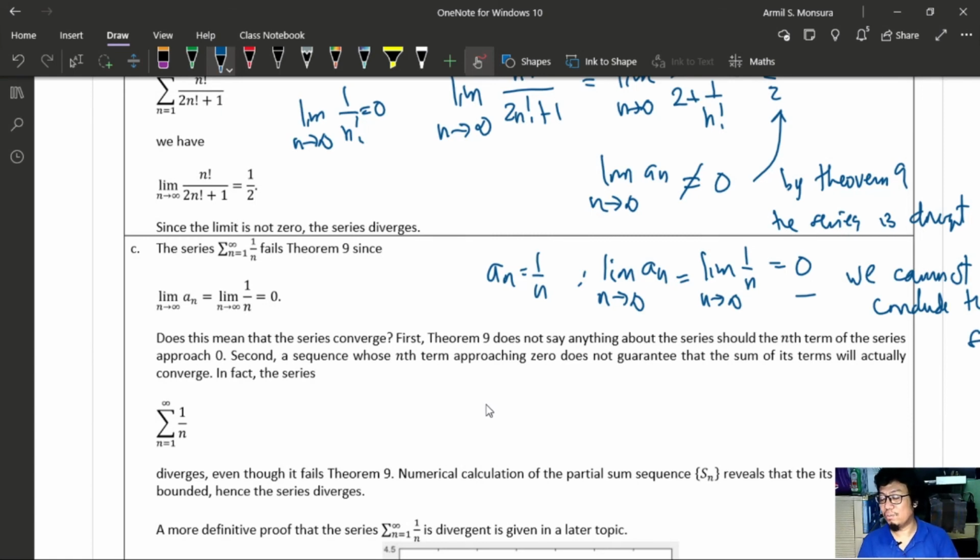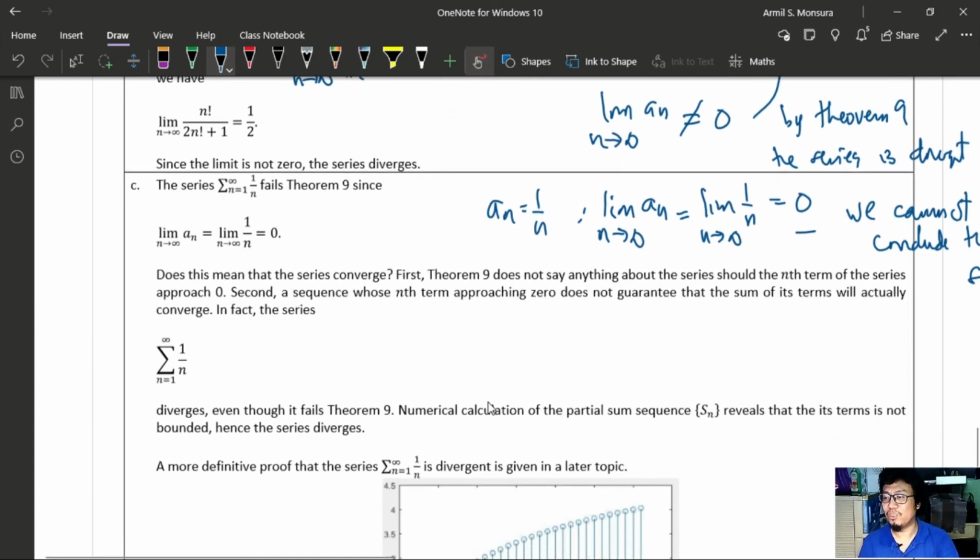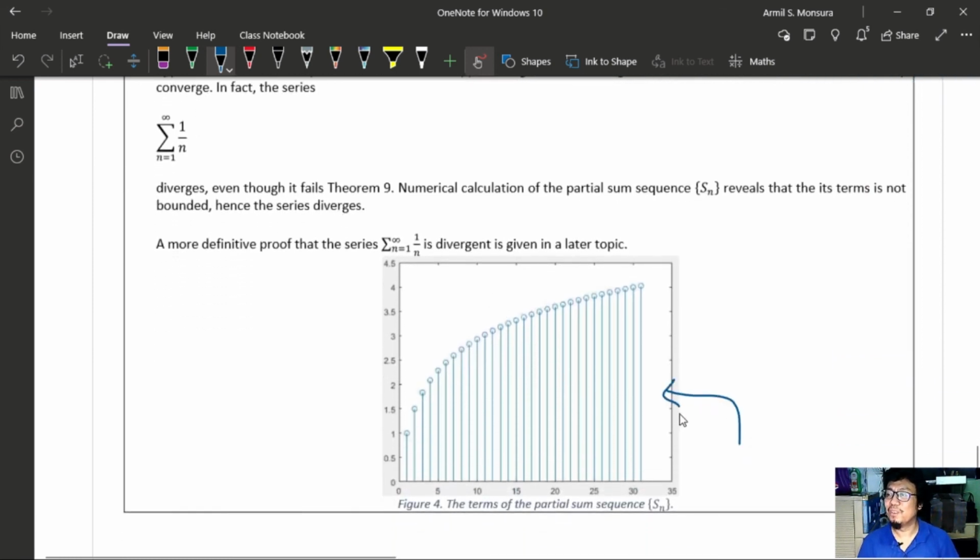This might be a surprising result to you. If you actually take the partial sums of that series, it becomes this way, and as you can see, it's actually increasing. You can argue that the sequence S_n is monotonic. But the thing is that this is not bounded. It doesn't have an upper bound. It might not be obvious, but it is increasing continuously.